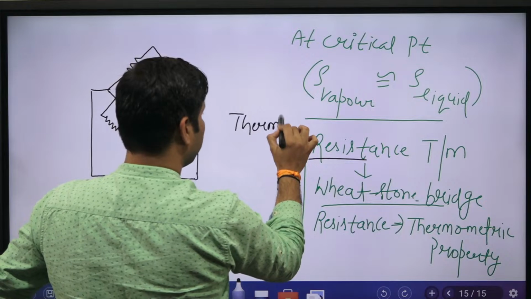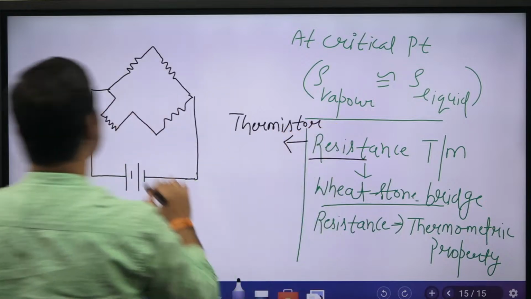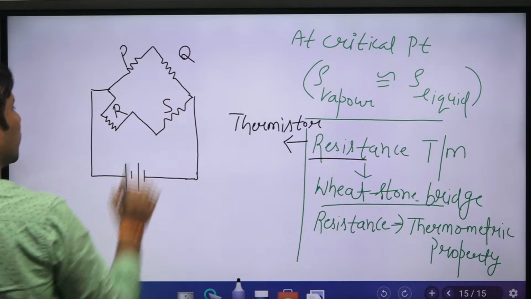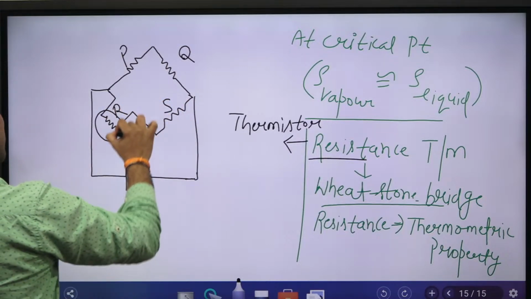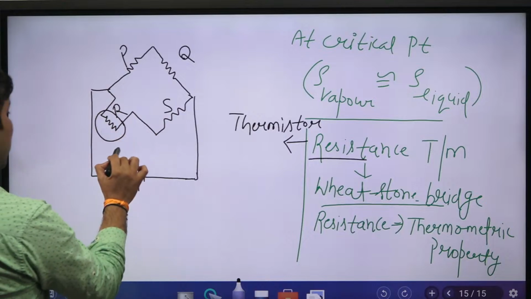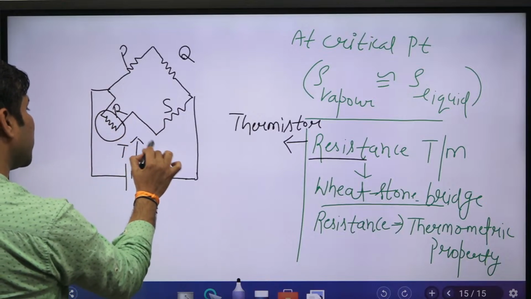Okay, thermistor में चार रेजिस्टेंस होती है, like suppose P, Q, R, S. These are the four resistances. Okay, ये क्या है? This is a variable resistance. This will change if you will change the temperature. The temperature if you will change, the resistance will change.